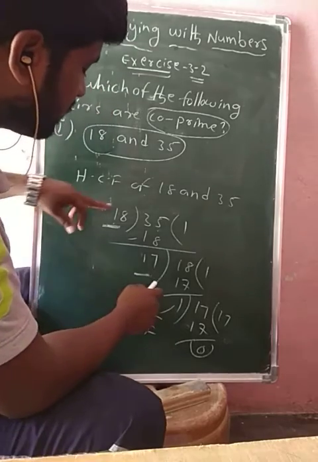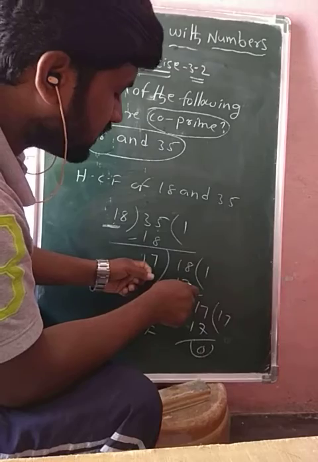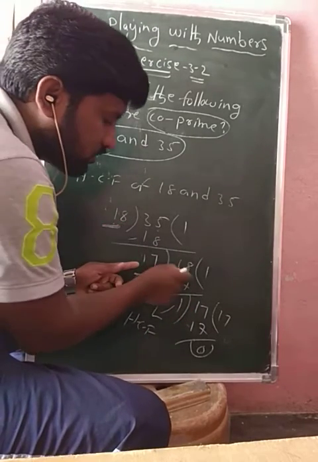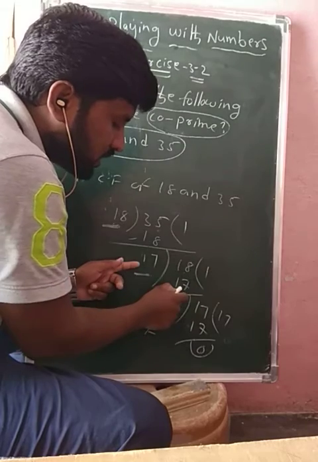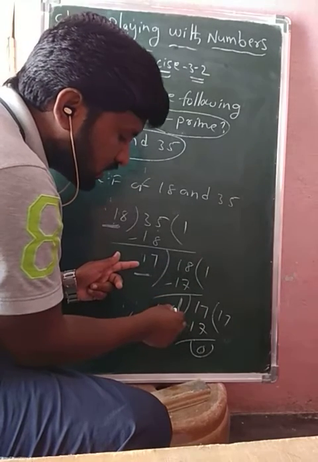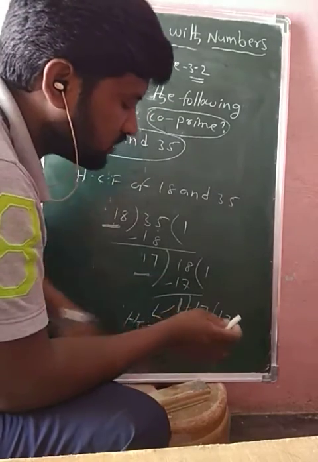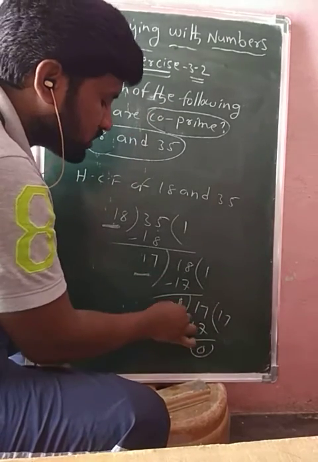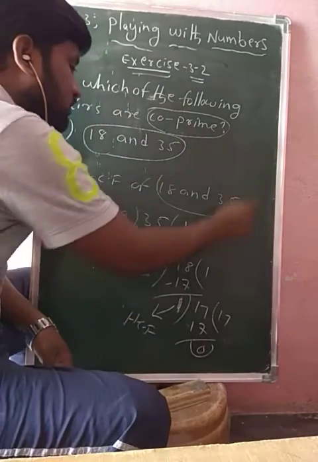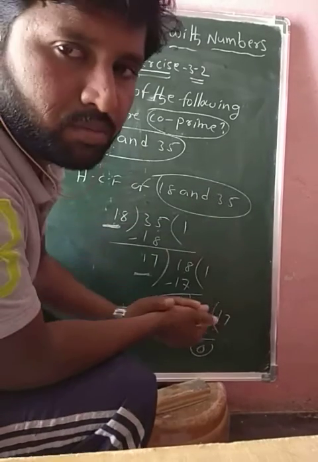Have you understood this? First of all, 18 1s are 18. 35 minus 18 means 17. It is a remainder. Now it acts as a divisor, and the divisor 18 acts as a dividend. 17 1s are 17. 18 minus 17, 1. Now 1 is the remainder. It acts as a divisor, and the divisor 17 acts as a dividend. 1 17s are 17. Clearly, the last divisor is called the HCF. So the HCF of these two numbers is 1. Therefore these two numbers are coprime numbers.